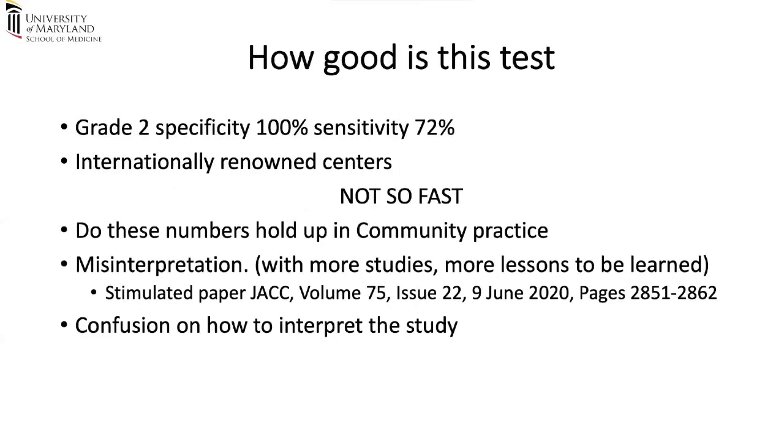So how good is this test, this PYP test for amyloid? So grade 2, specificity 100%, sensitivity 72%. And that's from internationally renowned centers, amyloid centers. And then we started doing this out in the community. And I would get feedback from other people saying, the test isn't as good as they say it is. What's going on here? Are we making mistakes? Are we doing it wrong? So not so fast. Do these numbers hold up in the community practice?